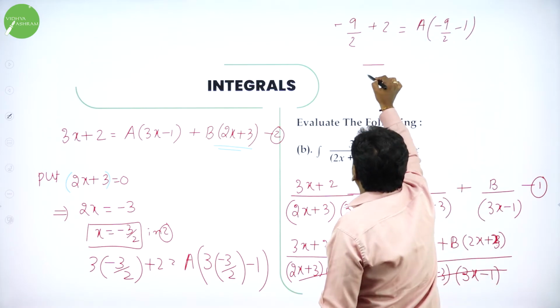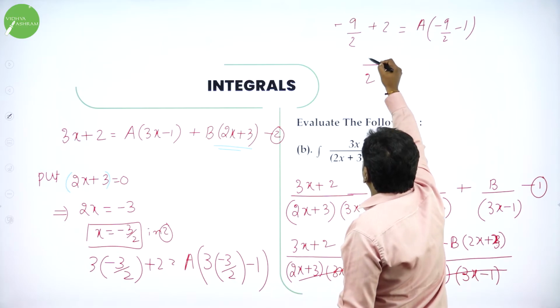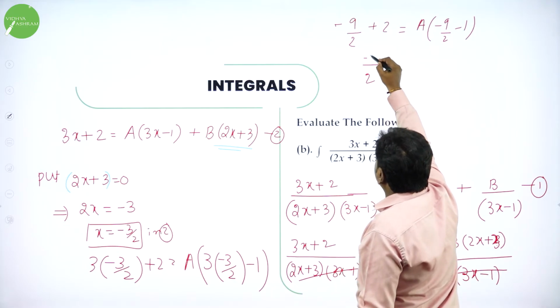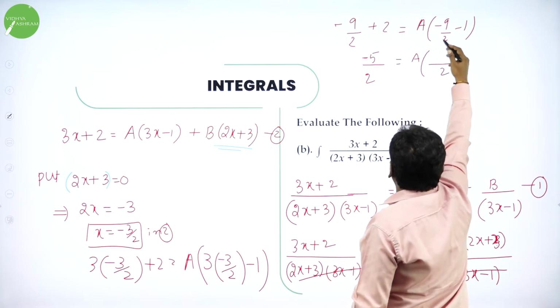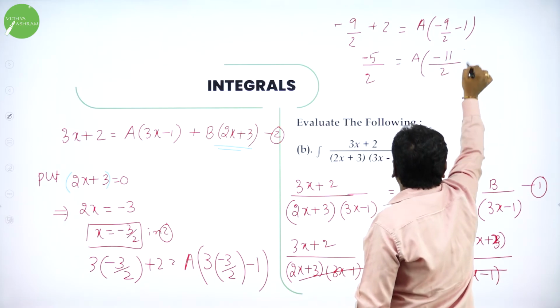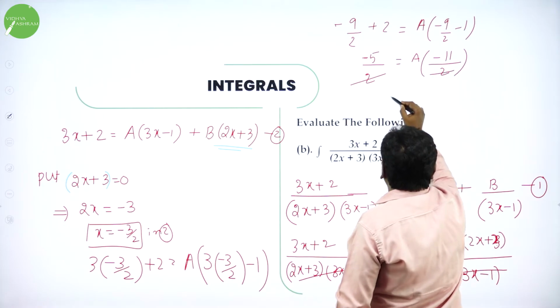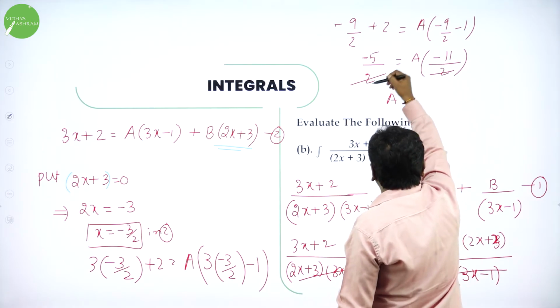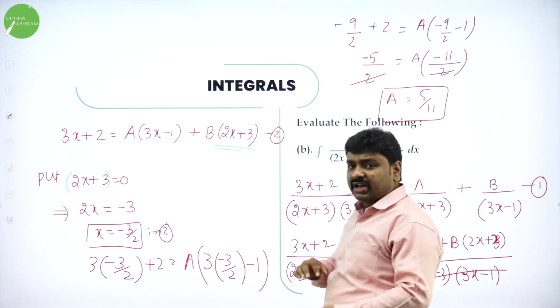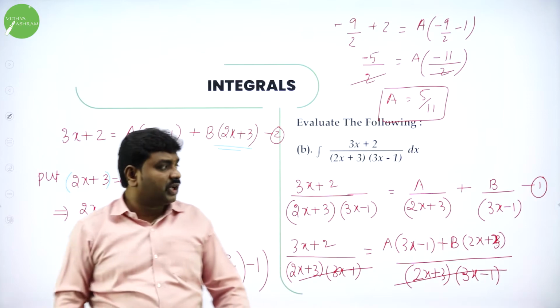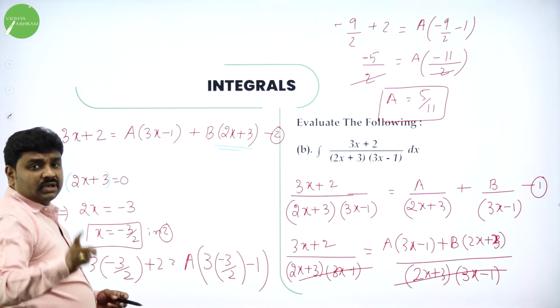Further simplification becomes, if you take LCM 2, minus 9 plus 4 is minus 5 by 2, equal to A into, again taking LCM 2, minus 11 by 2. The 2 cancels, and the minus signs also cancel, and you will get A is equal to 5 by 11. You got A. Similarly, now you should find B. All this process you have done in partial fractions.